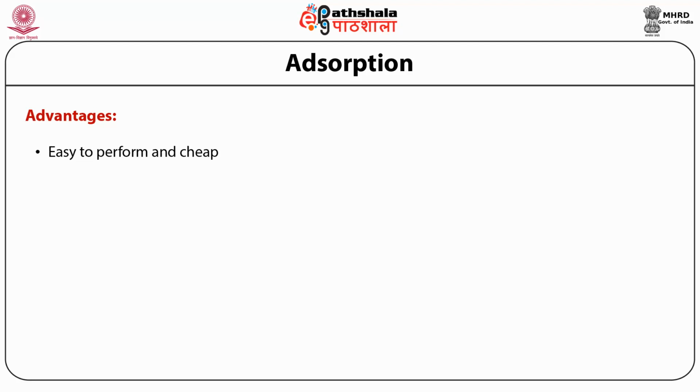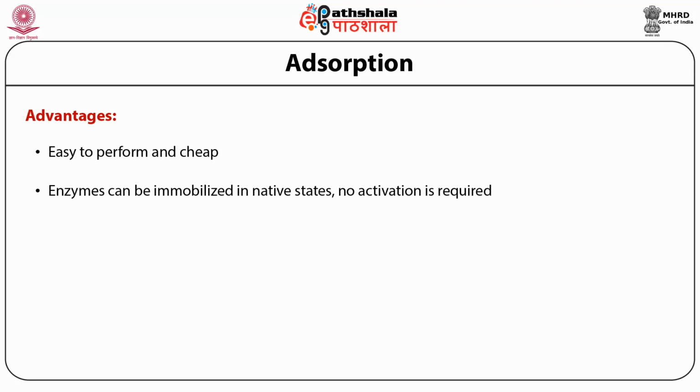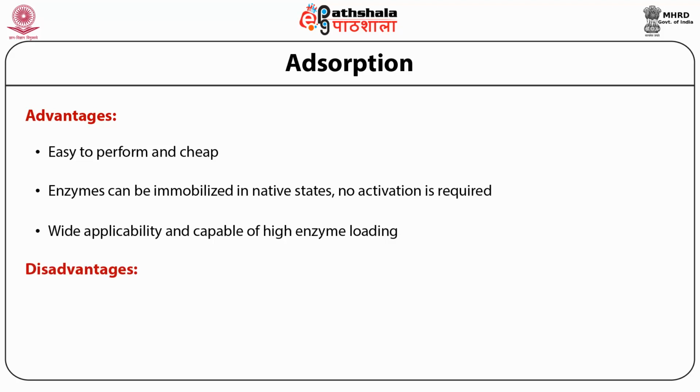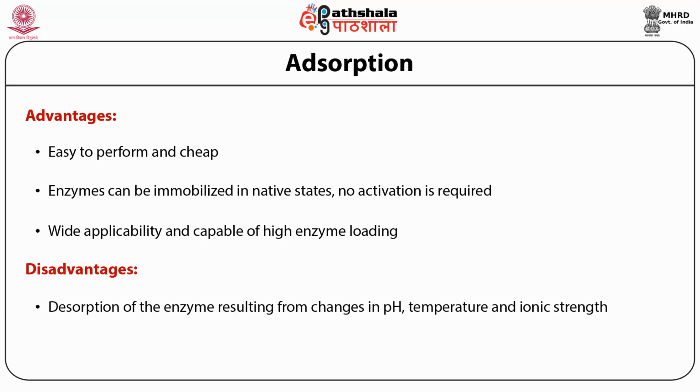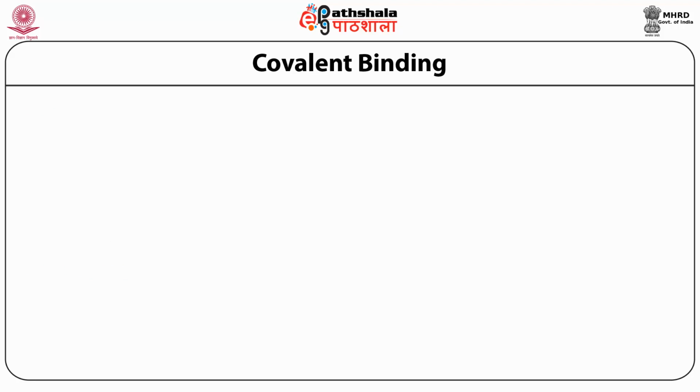The second is the enzyme can be immobilized in its native state, because only the adsorption property of the enzyme and matrix are utilized, and so no activation is required. It is widely applicable and capable of high enzyme loading. But the disadvantage of this method is desorption of enzyme resulting from change in the pH, temperature and ionic strength, and adsorption is not an induced process, so it is very slow if it is taking place spontaneously. So the second method is covalent binding.